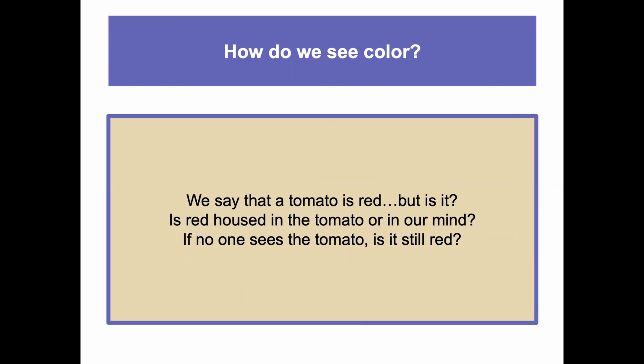So we say that a tomato, for instance, is usually red, although there are tomatoes that are other colors, but is it really red? Is red in the tomato or is red in our mind? And so this is something really strange to think about. If no one sees the tomato, it's like if a tree falls in the woods, did it really fall if no one hears it? If no one sees the tomato, is it still red? So we say a tomato is red, but is it?